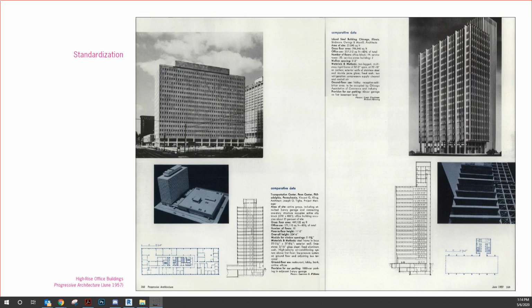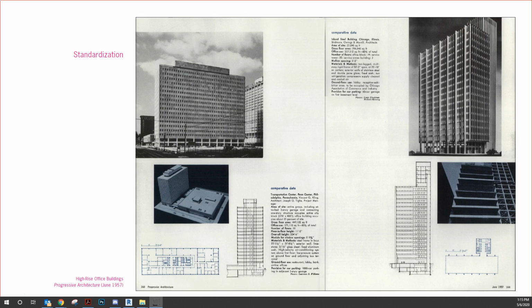It's well known that modernism was preoccupied with industrialization. Of the many sources I could cite, I would like to highlight two issues in particular of Progressive Architecture in 1957 that demonstrate the convergence of standardization with the high-rise office building. In the June issue, PA focuses on recent high-rise office buildings, presenting them as a standardized approach to addressing a particular set of constraints and objectives.